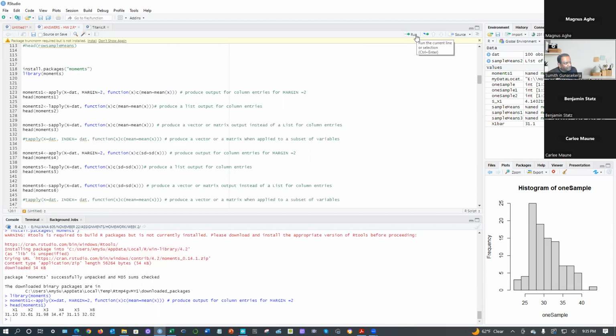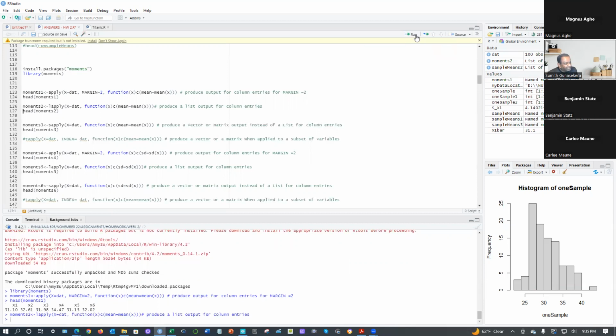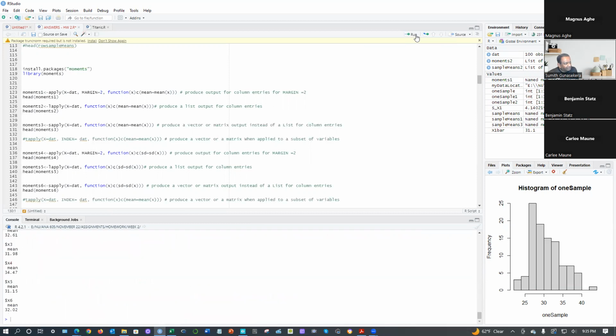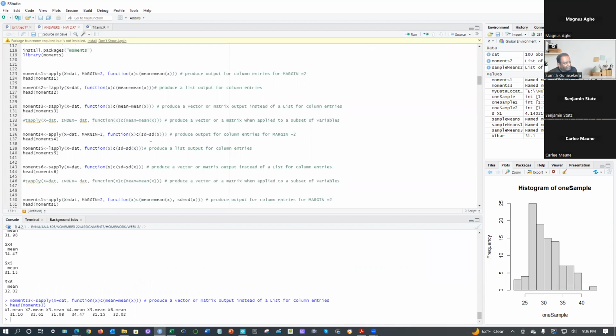Same thing, using the lapply, pretty much that setting. Get that. With the aid of those moments, you do that one. Now you really need the standard deviation. I'm going to do the standard deviation in the same format.